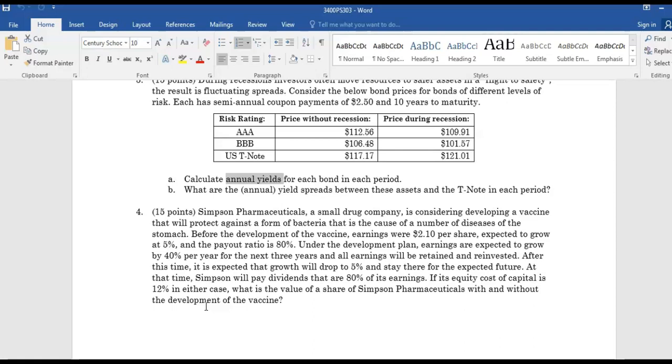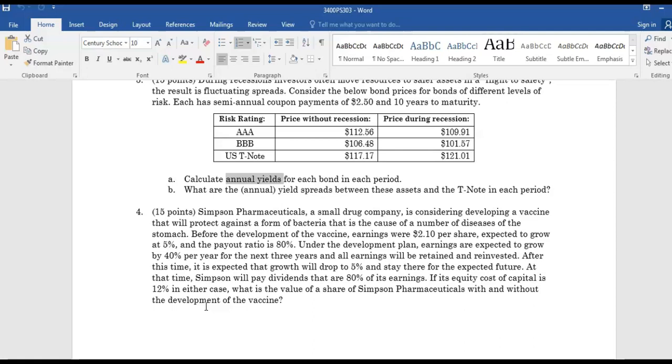If we look at this, Simpson Pharmaceuticals is considering developing a vaccine. I give you some information about what it's like for this firm before you develop the vaccine. Earnings were $2.10 per share, so that's EPS 0. We have some kind of expected growth rate of 5%, and dividends are 80% of earnings. The payout ratio is 80%.